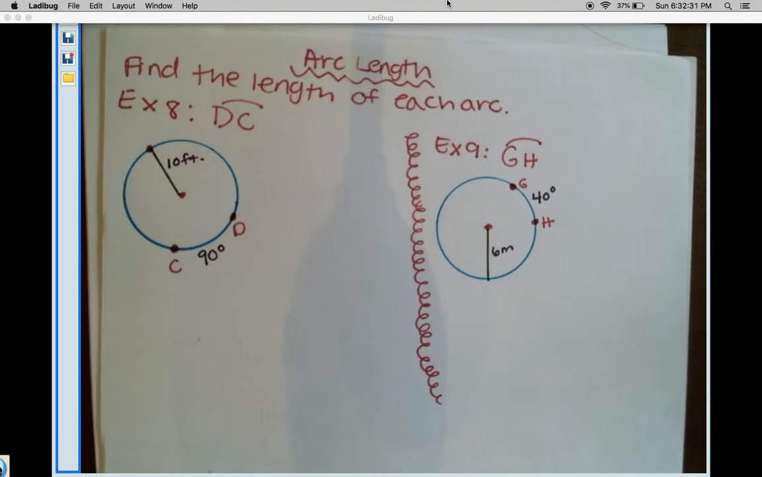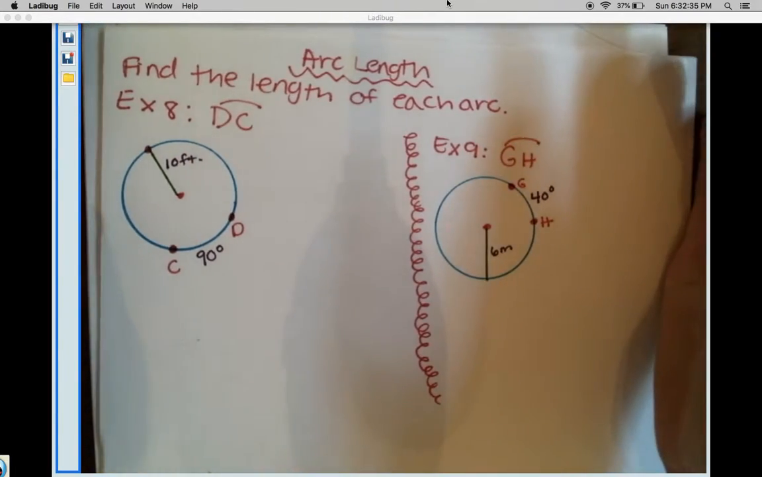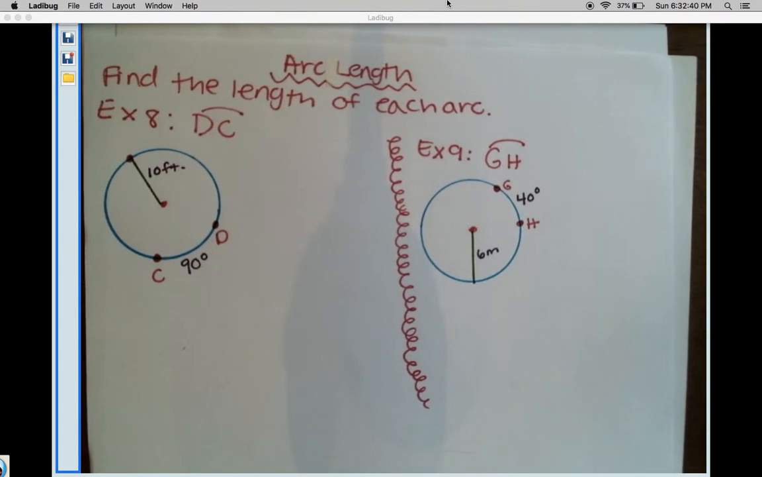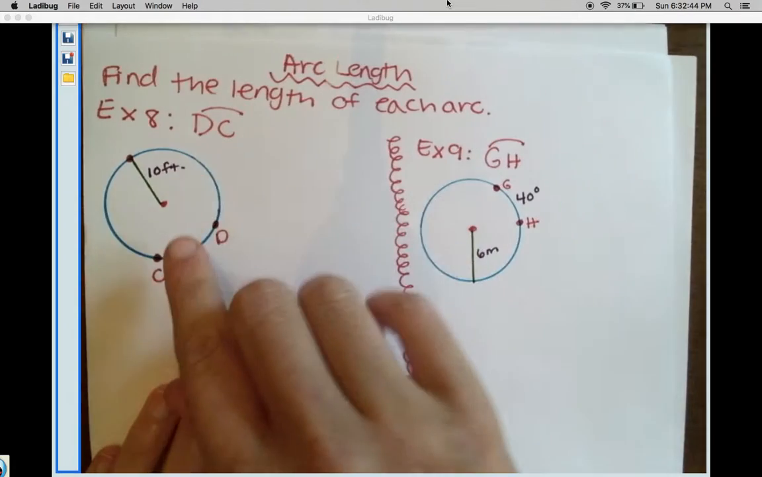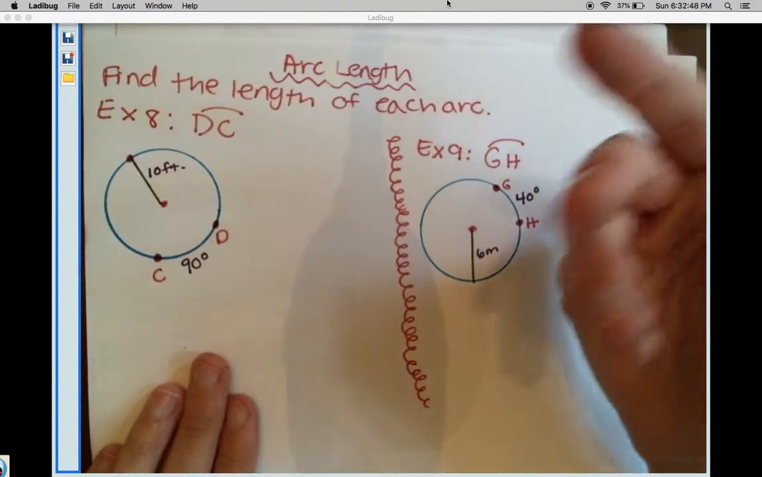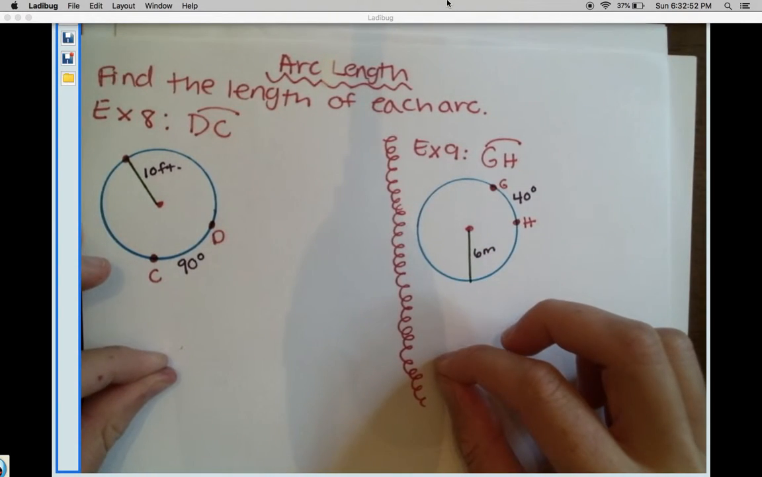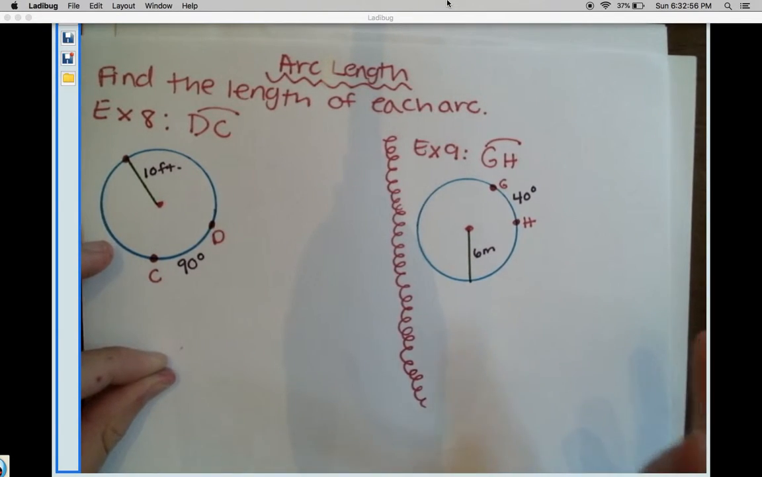Hi, my wonderful students. We are now going to be tackling our final two examples of this section, which are the arc length of a circle. So we'll be finding the length of the circle in terms of its circumference. We're not going to be finding the degree of the arc. We're going to be finding, if you were to take the part of the arc and flatten it down to a straight segment and measure it with a ruler, that's the point of arc length.